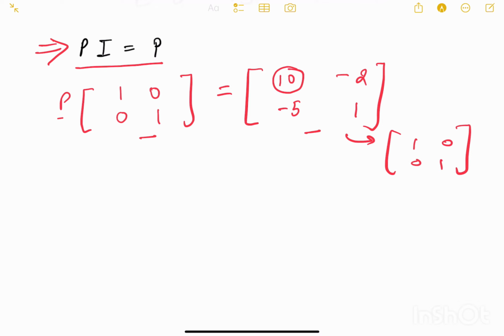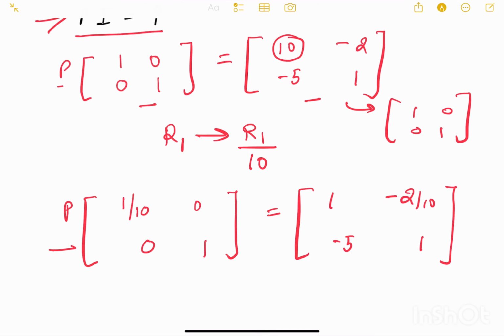I will just focus on the first diagonal element, that is 10. I need to make this value as 1. What is the operation? I'm working on my row 1. I need to transform my row 1 in such a way that I'm dividing it by 10, right? So let us just do this operation. You can observe that I'm not making any changes in my row 2, so it is left as it is. And as far as my row 1 is considered, this is my 1 by 10, and this is 0 because if I divide 0 with any number, it comes out to be the same 0. This is my 1, and this is my minus 2 by 10.